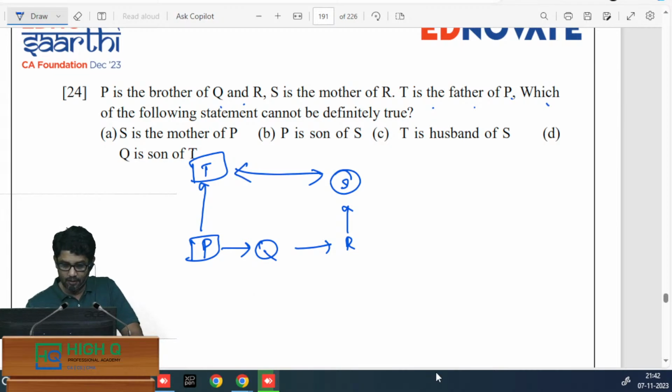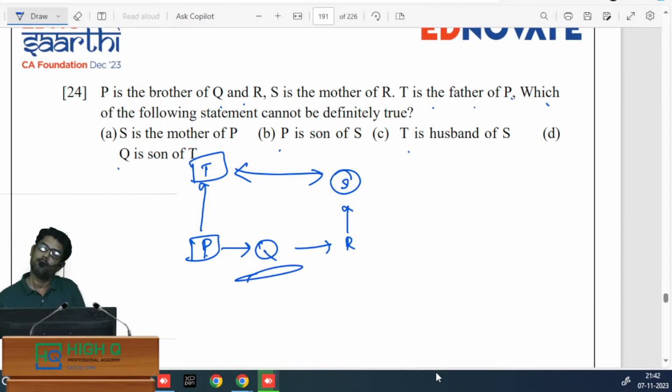Yes. Which of the following statements cannot be definitely true? S is the mother of P. Yes, that is definitely true. But the question is which cannot be true. P is the son of S. Of course, P is the son of S. T is the husband of S. That is also true. Q is the son of T. I am not sure, because whether Q is a son or daughter cannot be determined. So D is the right answer.